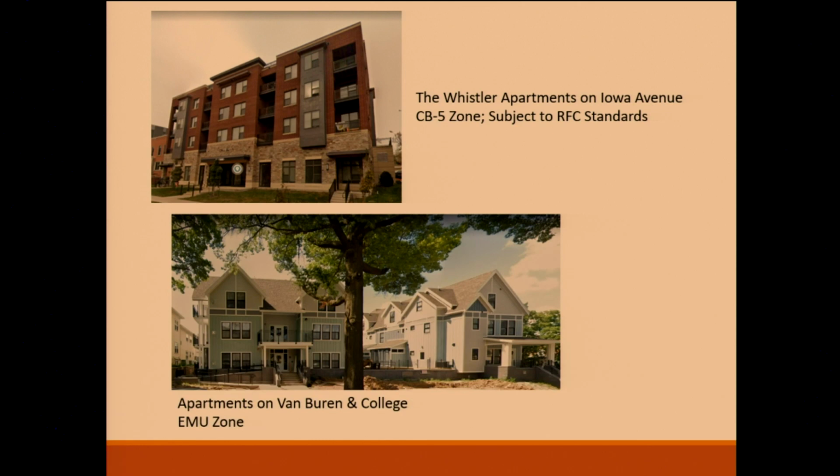And here are just a couple examples of those projects that were completed because of those code amendments. This is the Whistler Apartments on Iowa Avenue, which is in a CB5 zone, but was subject to the Riverfront Crossings standards, and then the apartments on Van Buren and College, which was in the East Side Mixed Use District.